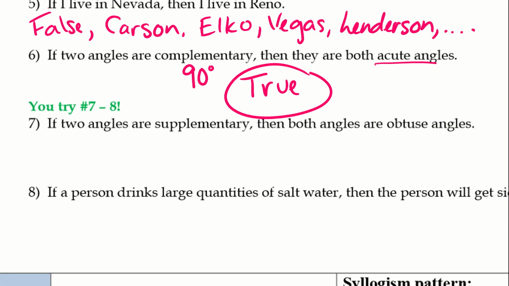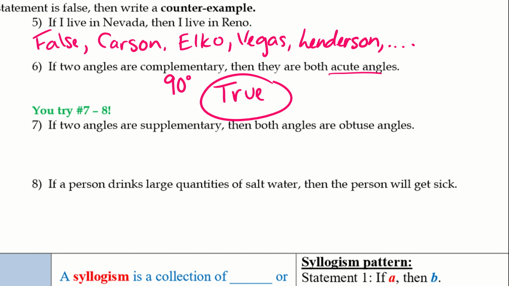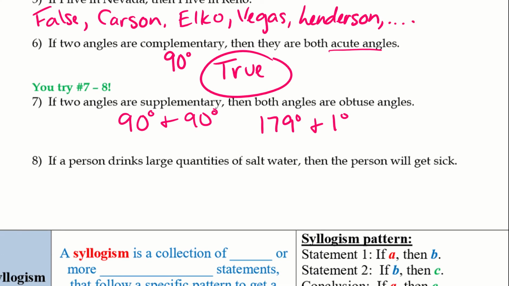All right, so take a second and try 7 and 8. Decide if it's true or false, and if it's false, create a counterexample. All right, 7, if two angles are supplementary, then both angles are obtuse angles. So that's not necessarily true, because we can have 90 plus 90 degree angles, and those are both right angles, so those are both not obtuse angles. We can have 179 degrees and 1 degree. So 1 degree is definitely not obtuse. That one's acute. So there's a couple different examples that you might have come up with. Then 8, if a person drinks large quantities of salt water, then the person will get sick. That is true. You will probably get very sick if you kept drinking salt water.